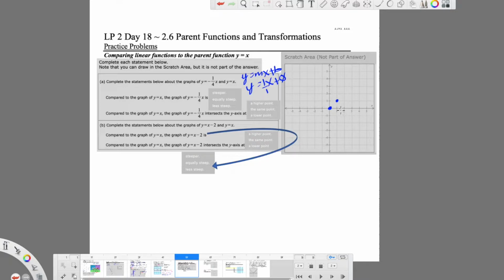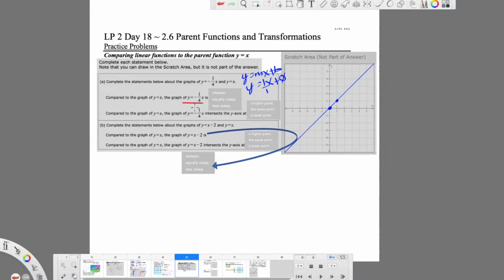So now I can go ahead and graph a line here, 1 over 1, making sure it's going to go right over to the corner. So here's my parent graph. This is the basic parent graph that we're going to compare both of these other lines to. I'll do the first one in red. Complete the statements below about graphs of y equals negative 1/4 x and y equals x. We already did y equals x. That's the blue line here. So we're going to graph this one in red.